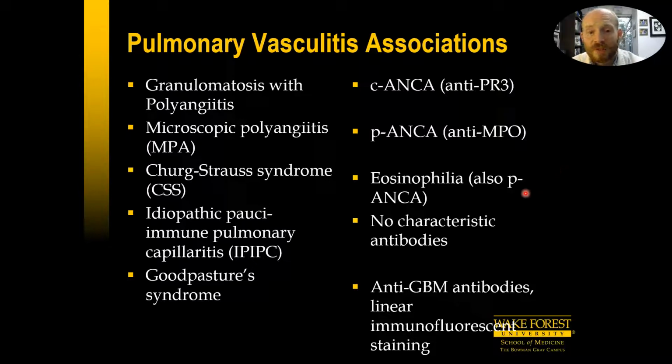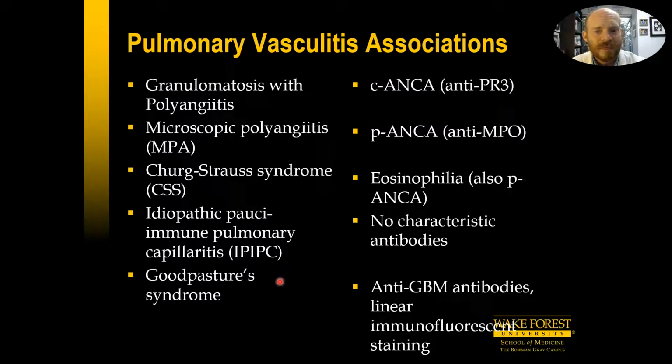Next is Churg-Strauss syndrome, and the thing to remember about Churg-Strauss syndrome is it's very commonly associated with eosinophilia. This is really the hallmark of this condition. When antibodies are also present, you'll tend to find P-ANCA antibodies, that myeloperoxidase antibody. And these patients with Churg-Strauss often behave as if they have a form of asthma. They have wheezing, they may take asthma medications, and this can be a reason that this diagnosis is delayed. Of course, I said that idiopathic pauci-immune pulmonary capillaritis does not have any characteristic antibodies.